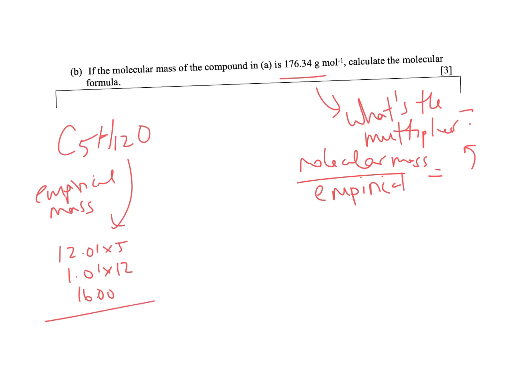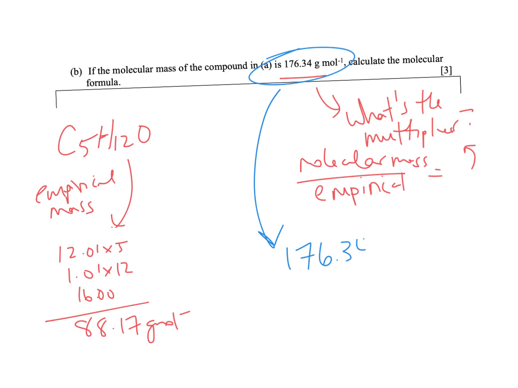You add that up, you get 88.17 grams per mole empirical mass. Take that molecular mass up there, 176.34. Divide that by 88.17 to get your multiplier, and that's going to be 2. That means you have to multiply everything through by 2.